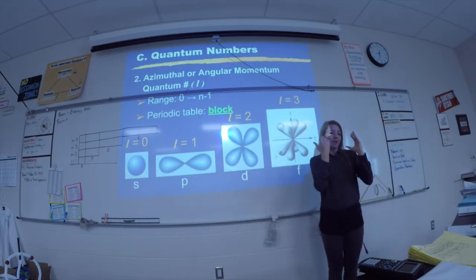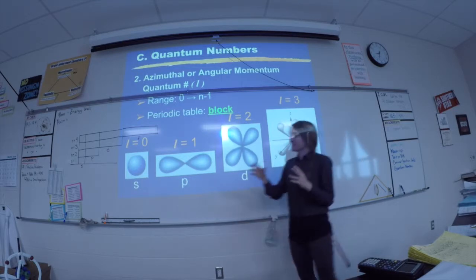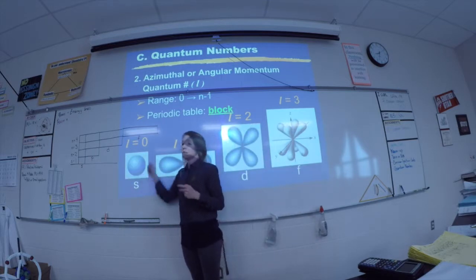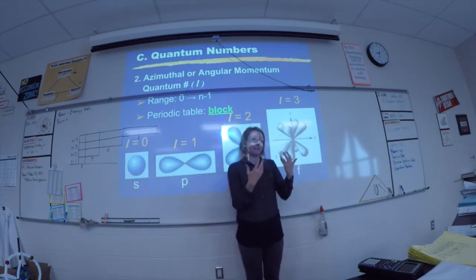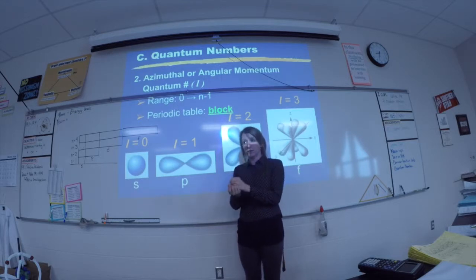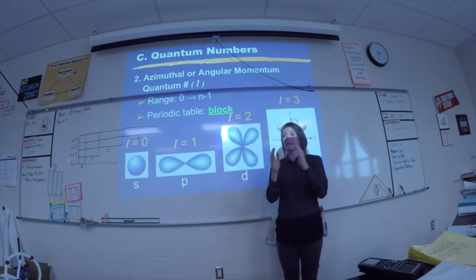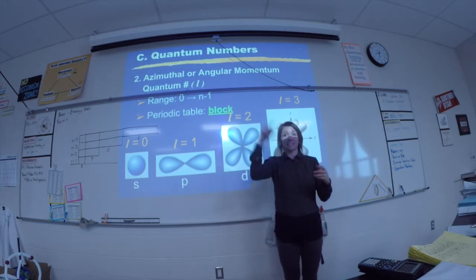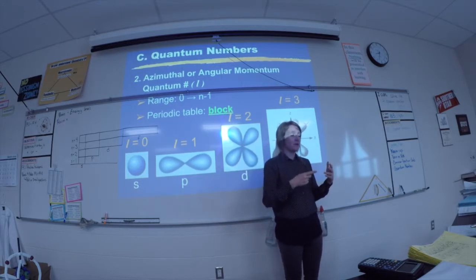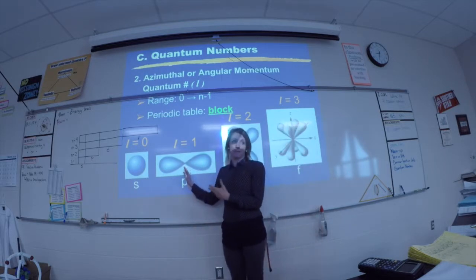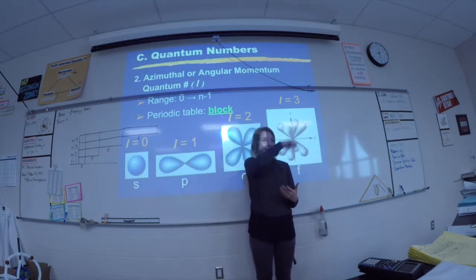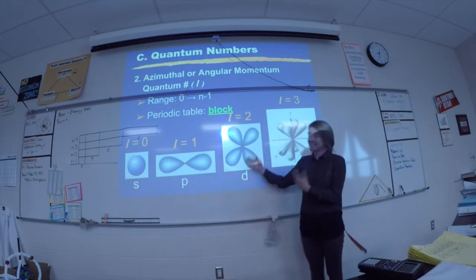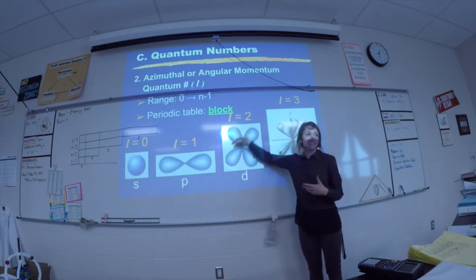Now, this is a little bit crazy to try to comprehend, but do your best to visualize it. So an s orbital looks like this in terms of the pattern that it orbits. When an electron is in an s orbital, or I should say s sub-level, it orbits in a spherical shape. But if it's in a p sub-level, it orbits in that shape. If it's in a d sub-level, then it's orbiting like so.